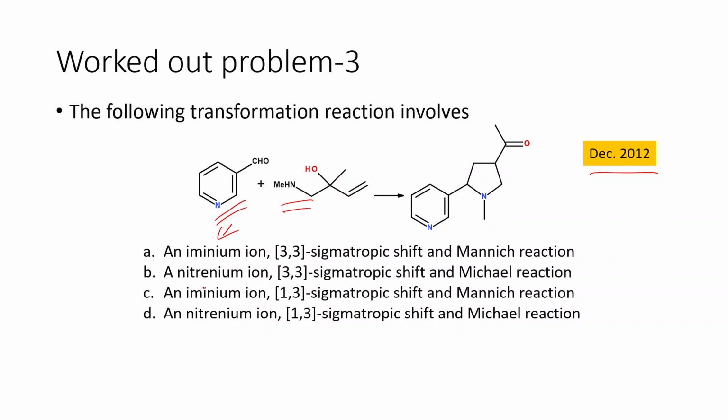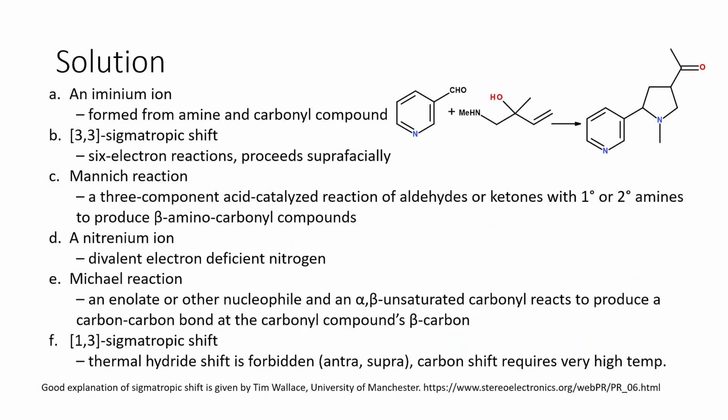In the second option, a nitrenium ion is formed as an intermediate, which again undergoes a 3,3 sigmatropic shift and Michael addition to give the final product. And in the third option, an iminium ion is formed, and it undergoes a 1,3 sigmatropic shift and the Mannich reaction. And the last option is a nitrenium ion intermediate and a 1,3 sigmatropic shift followed by Michael addition reaction. So let us look at the various reactions which are given, and based on that we have to deduce what could be the possible option that will lead to the final product.